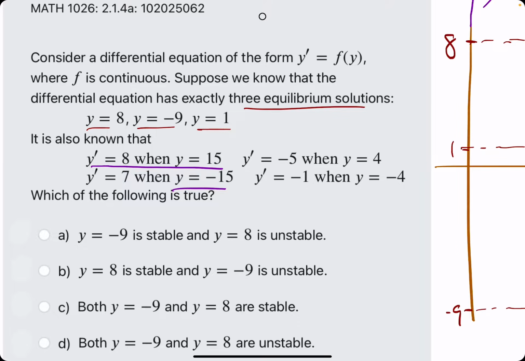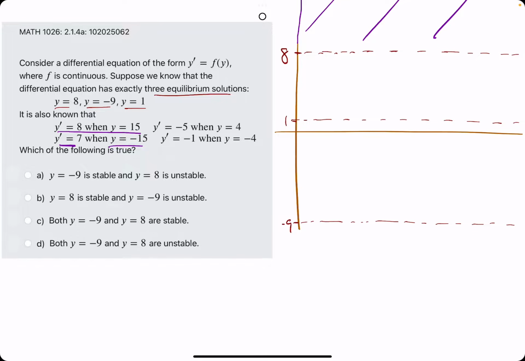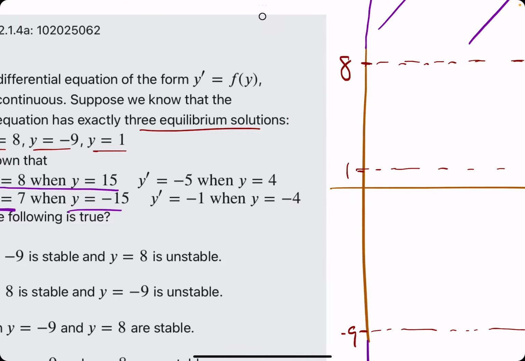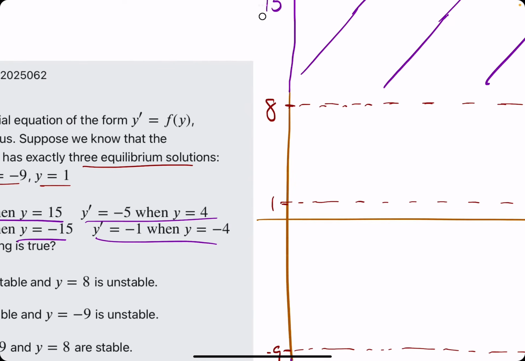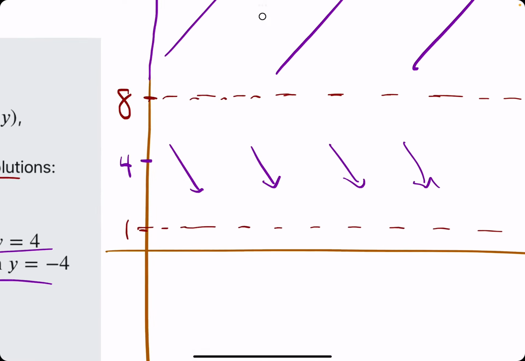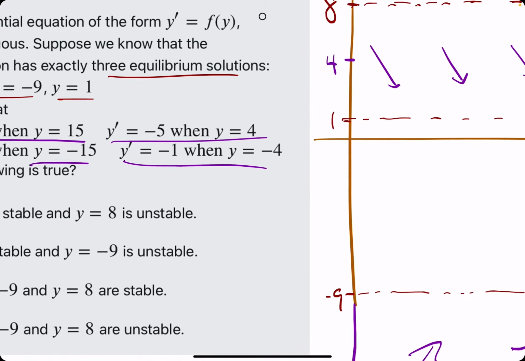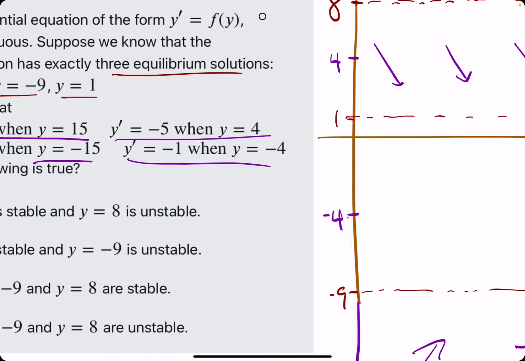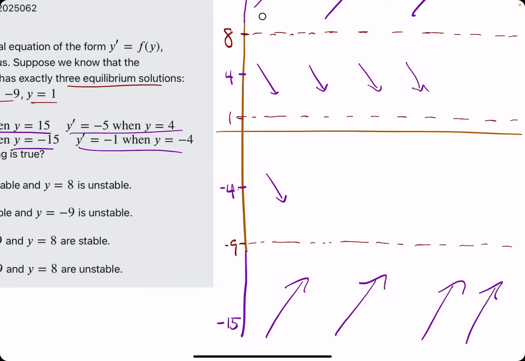So let's keep going. Let's go to this one. Y prime is 7 when y is -15. So way down here, we'll do -15, and it is a positive slope of 7. So these lines are going towards -9. Let's go ahead and do these last two. At y equals 4, they have negative slopes, so these values are still going away from 8, but now towards +1. And then at y equals -4, we have a negative slope, or negative slopes.